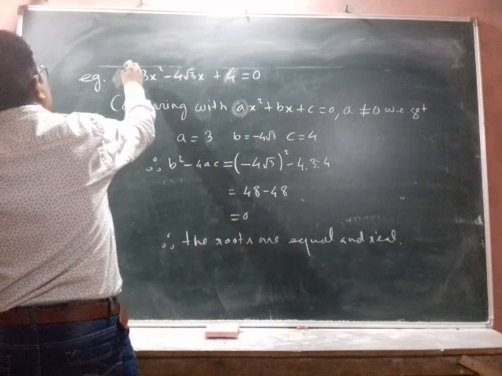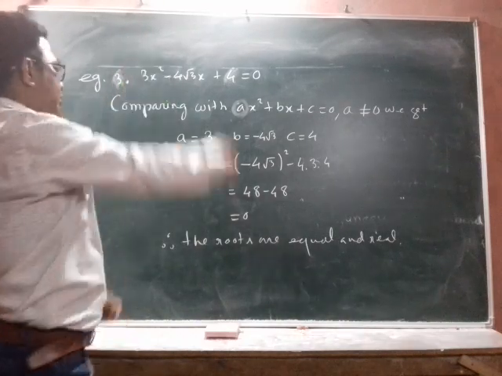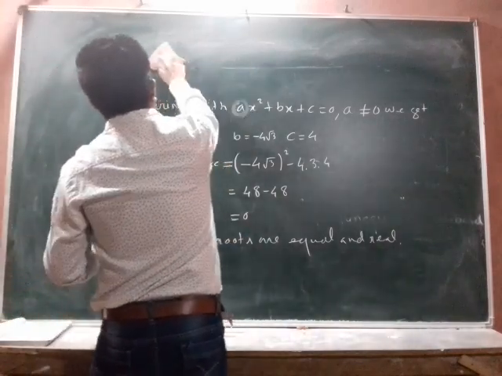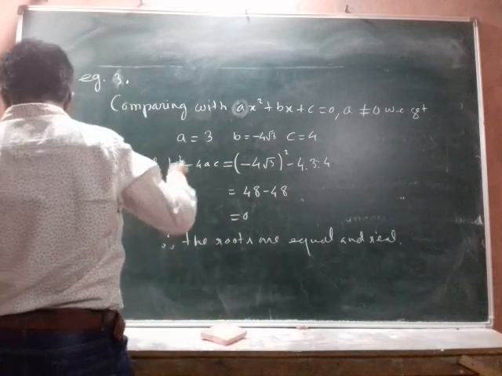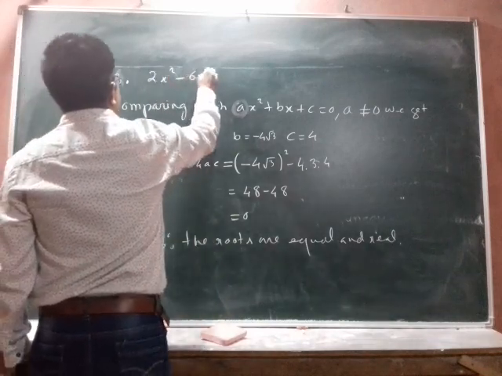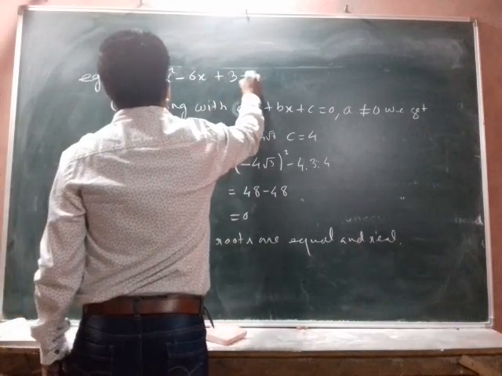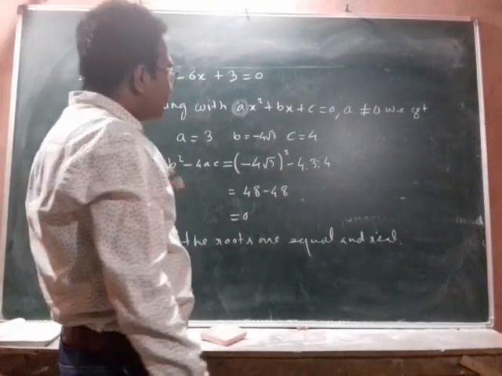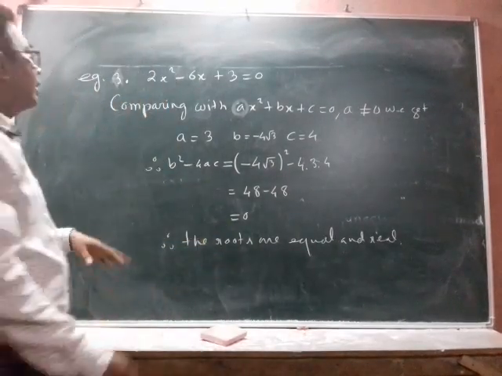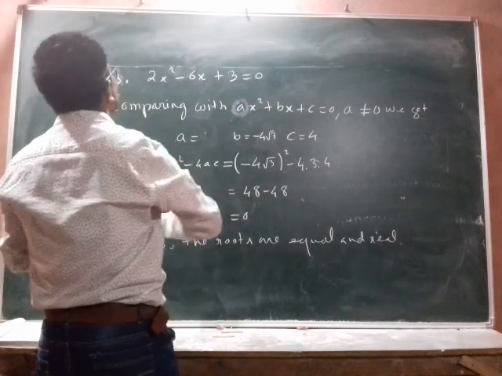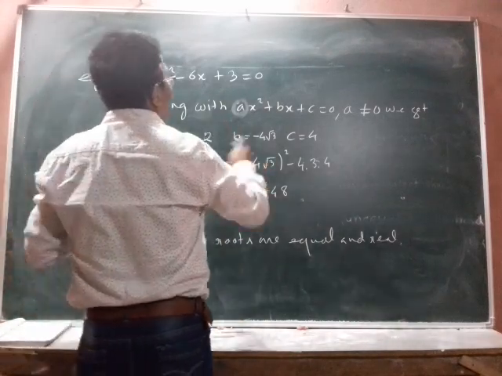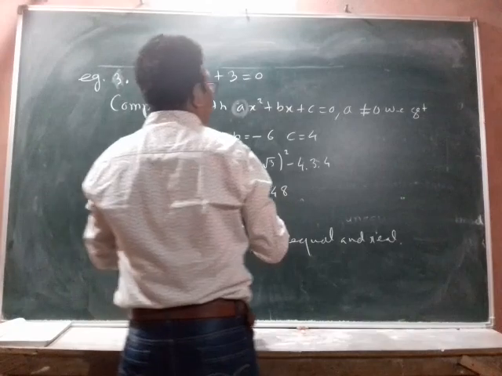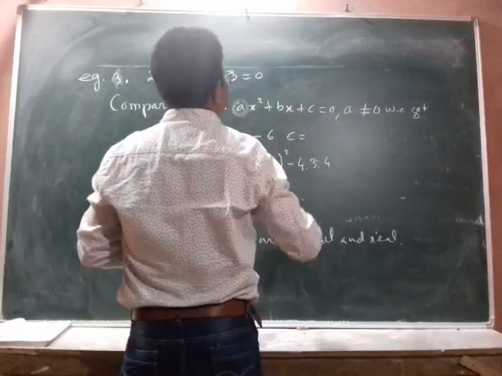So the first one had no real roots, the second had real and equal roots, and for the third one I'll try to show that the roots are real but unequal. So I'm going to take another example, 2x square minus 6x plus 3 equal to 0. Again comparing this given equation with ax square plus bx plus c equal to 0, we get a is 2, b is minus 6, and c is 3.